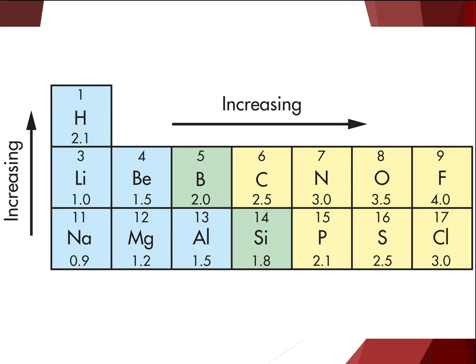Nonmetals have a greater attraction for electrons because their valence shell electrons are closer to a complete octet. In the periodic table, electronegativity increases from left to right and from bottom to top. The first three periods of the periodic table show these trends. The inert gases, meaning the noble gases, are not included because they rarely form bonds.